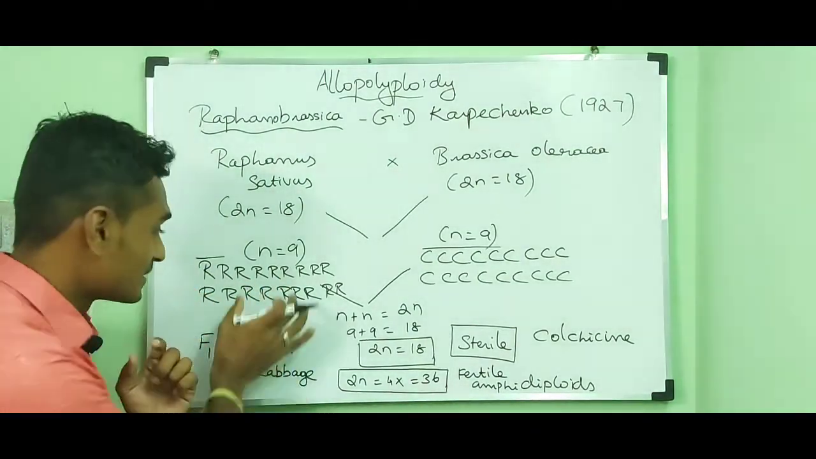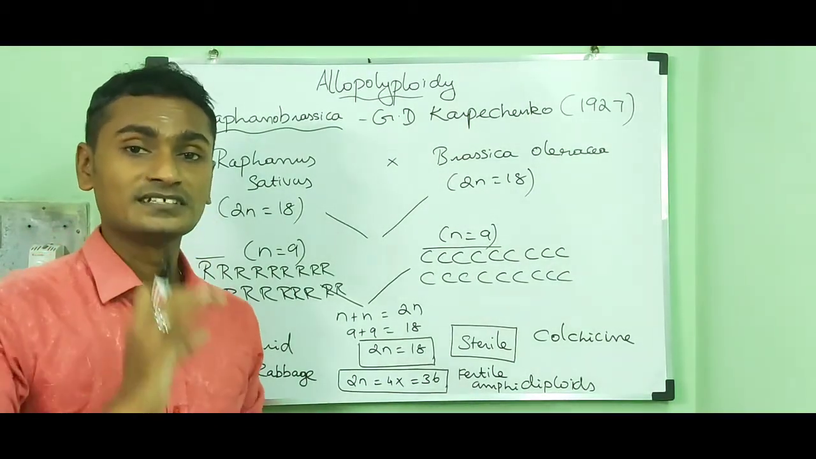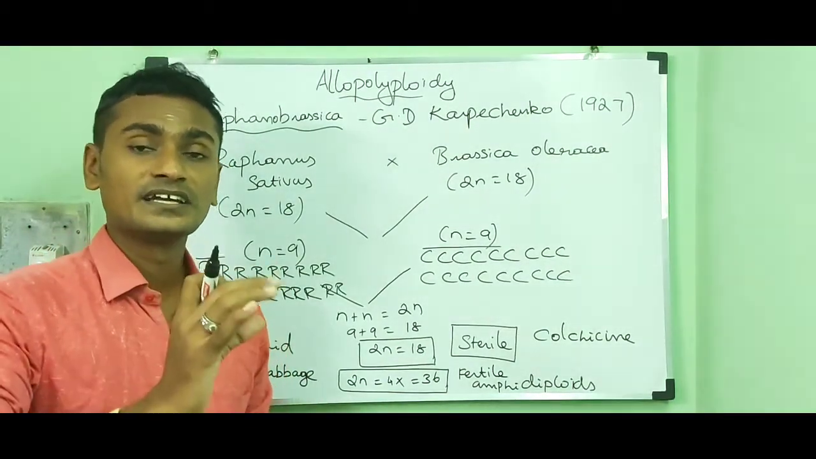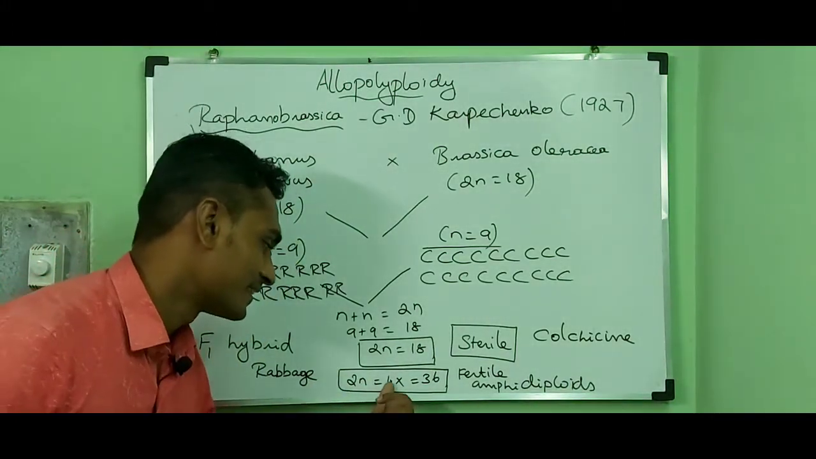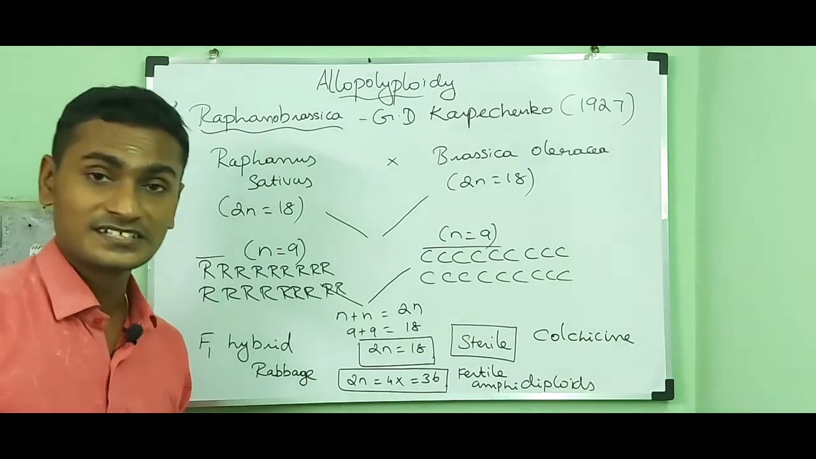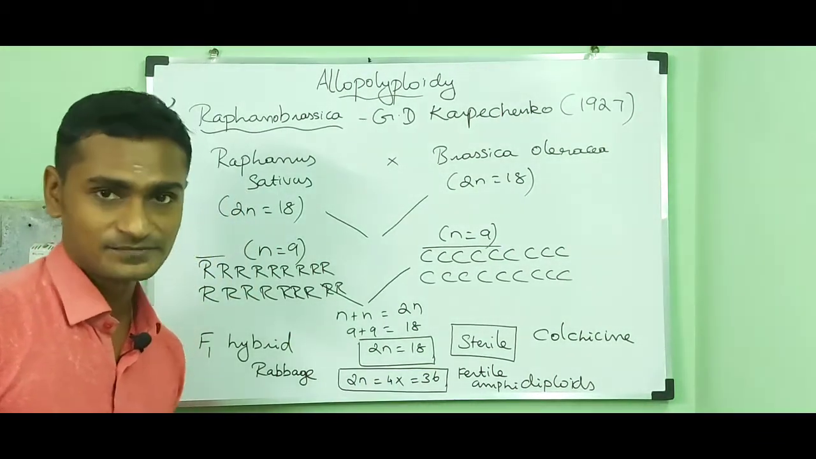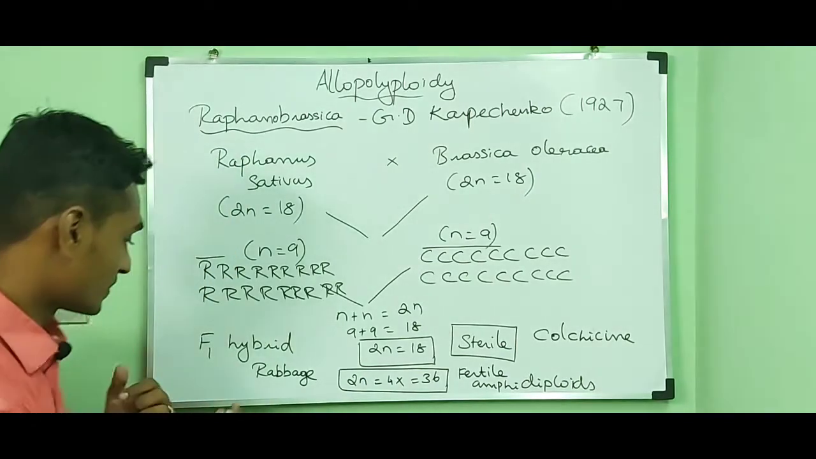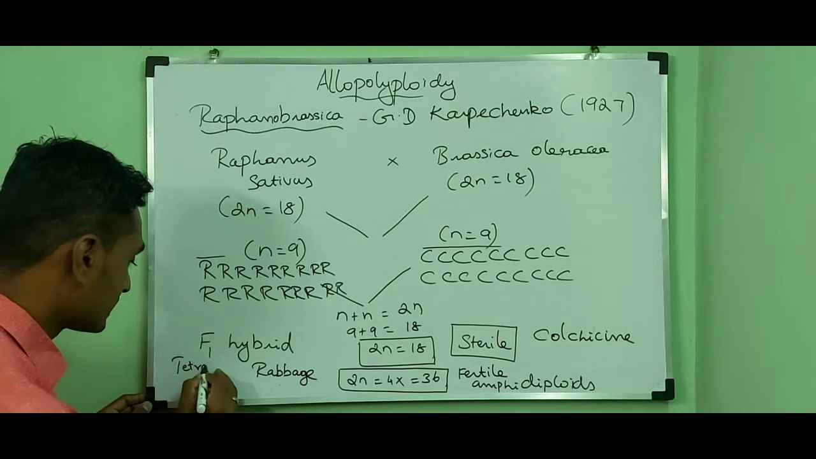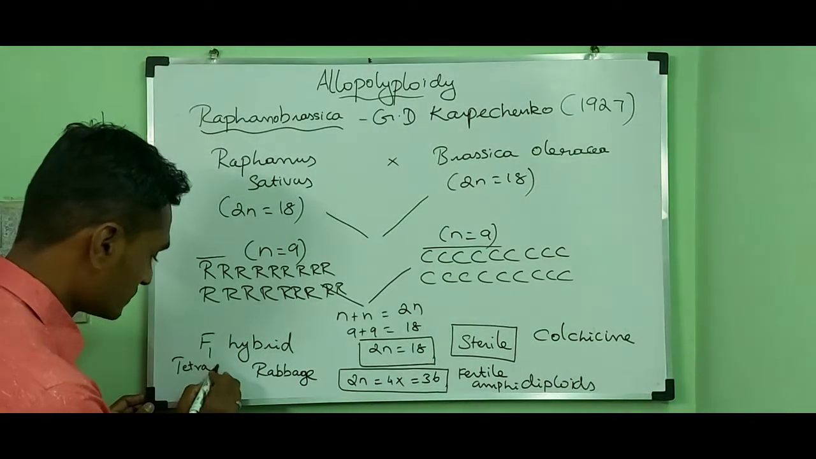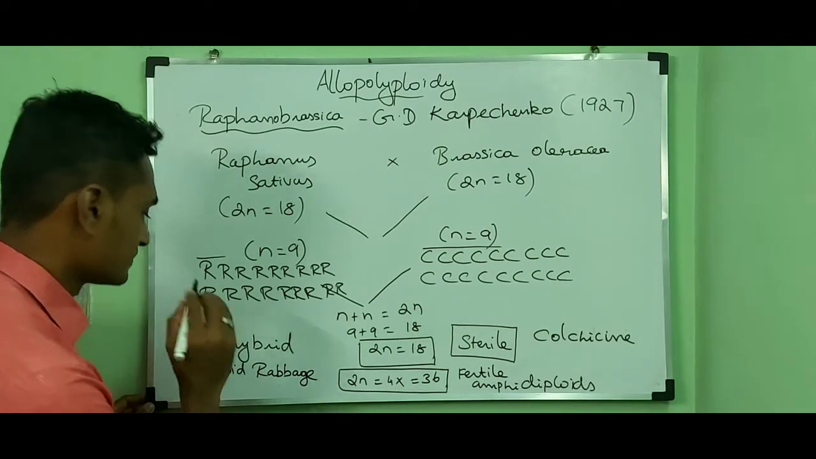In the F1 generation, during meiosis, the pairing of chromosomes takes place. That is why they are fertile in nature. And here they are tetraploid in nature because they contain 4x. So raphage is a tetraploid, an allopolyploid.